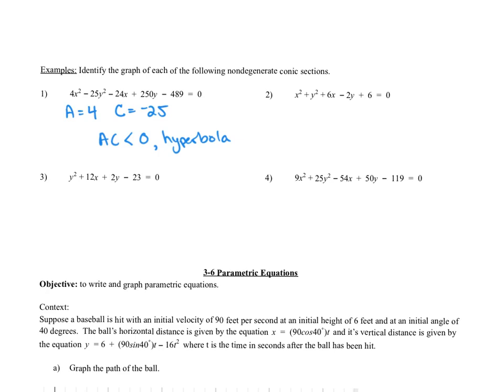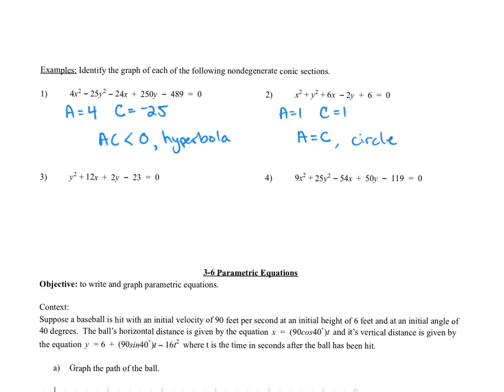For number 2, a equals 1, it's the coefficient in front of x squared. c equals 1, it's the coefficient in front of y squared. Since a equals c, it's a circle.